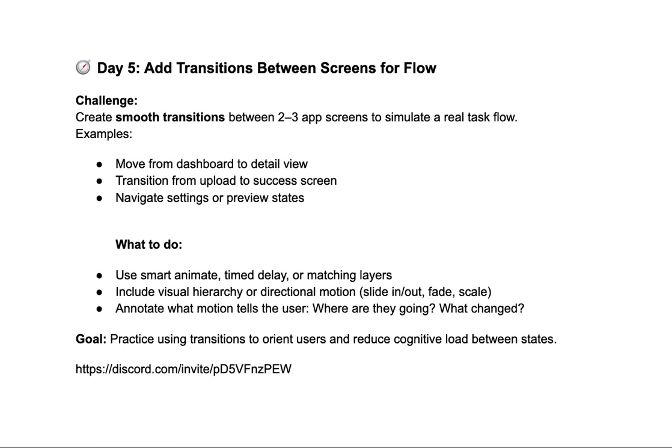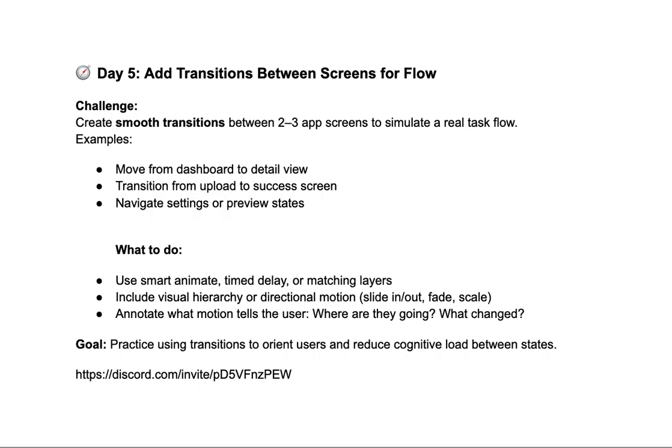And then day 5, add transitions between screens for flow. So pick 2 to 3 app screens and simulate a real task flow. So this is moving from a dashboard to a detail view, transitioning from an upload to a success screen. This could be depositing a check. So saying you're going to deposit a check, depositing a check, and then having the check deposit confirmed. There are a number of different linear flows you could use.